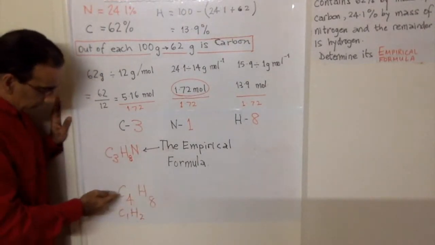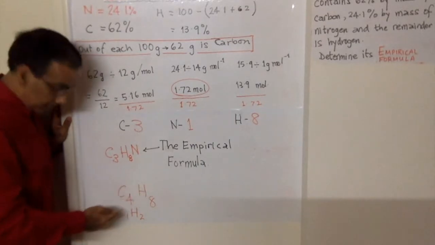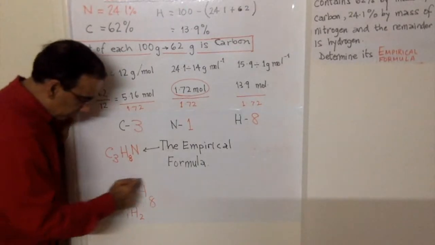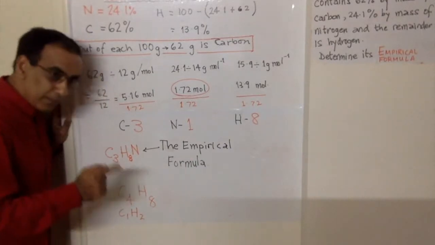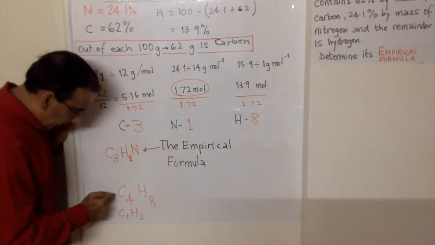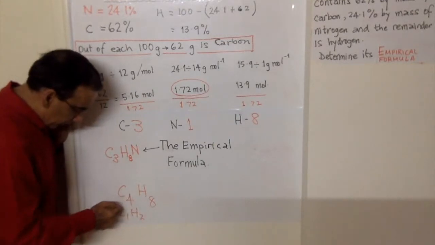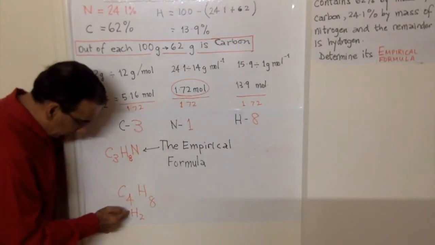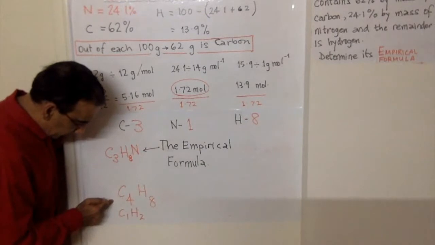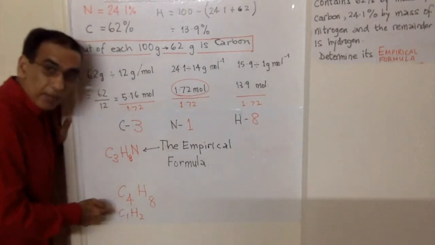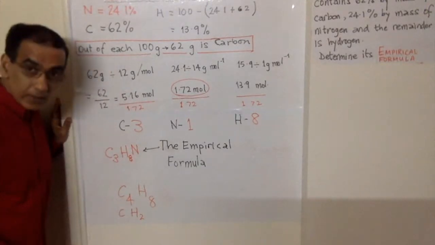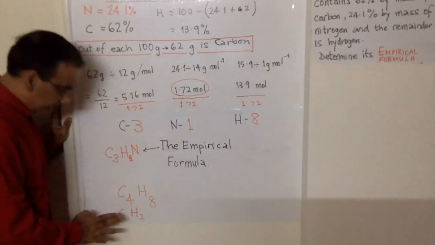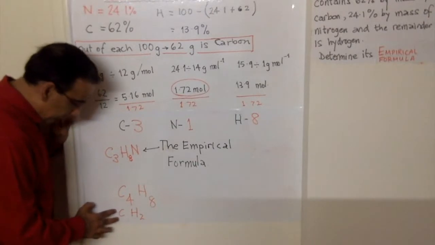Take, for example, C4H8. This is its molecular formula, but the empirical formula would be the simplest ratio between carbon and hydrogen. And this reduces to C1H2. And generally, wherever you have a 1 in chemistry, it is excluded and understood. So the empirical formula could be expressed as CH2.